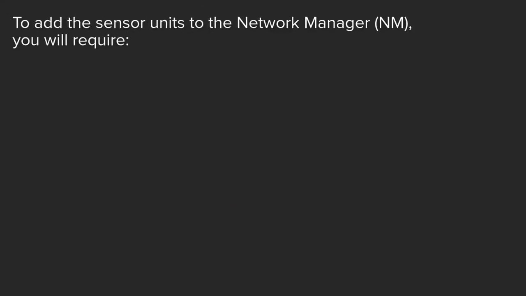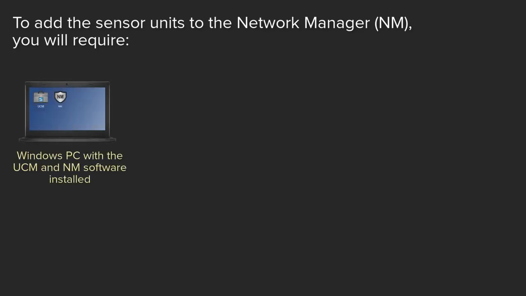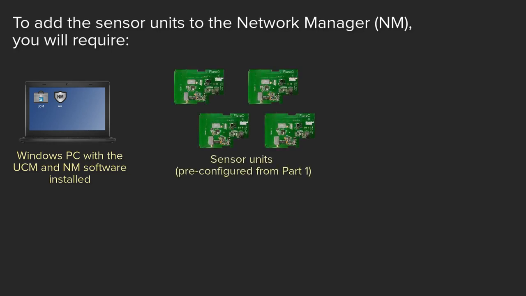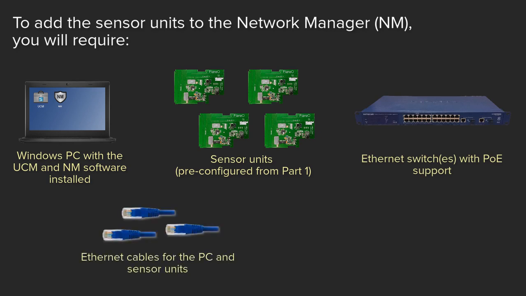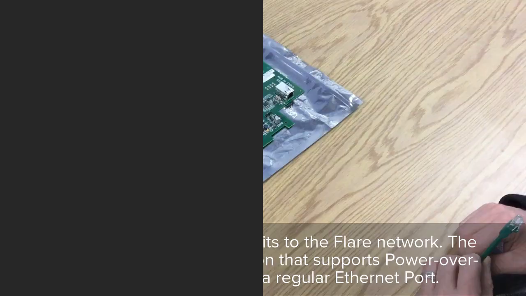To add the sensor units to the Network Manager, you will require a Windows PC with the UCM and Network Manager software installed, the sensor units already configured from part 1, Ethernet switches with PoE support, Ethernet cables for PC and sensor units, IP addresses reserved for use by the sensor units.